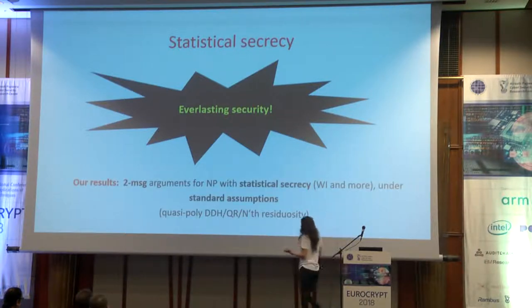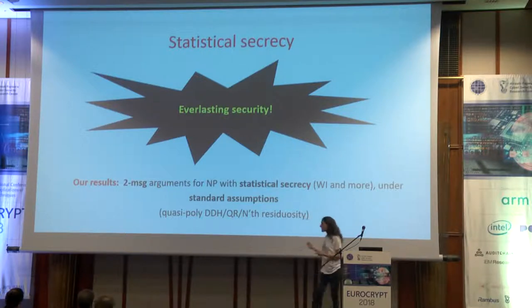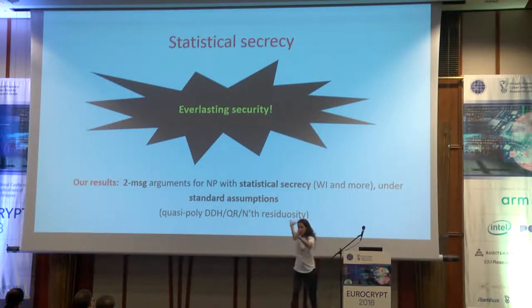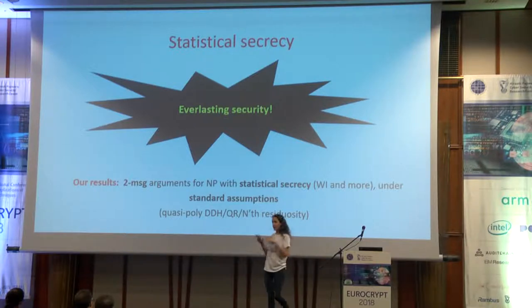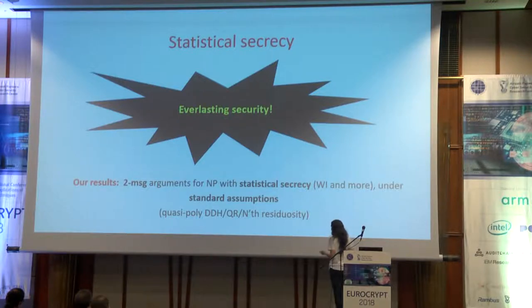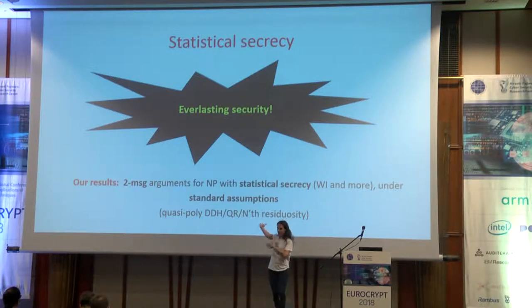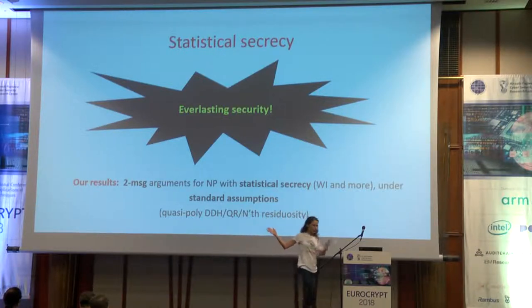Loosely speaking, what we show is we construct a two-message argument system, so a computationally sound proof, for NP with statistical secrecy. What do I mean by secrecy? We get witness indistinguishability and more. I'll say a little bit about the more at the end of the talk, but for the most part, think of WI. And that's under relatively standard assumptions: DDH, quadratic residuosity or Nth residuosity, or OT more generally, but we need slightly super-polynomial security. I'll get to that. So think of quasi-poly security.